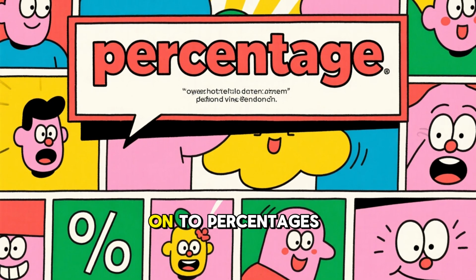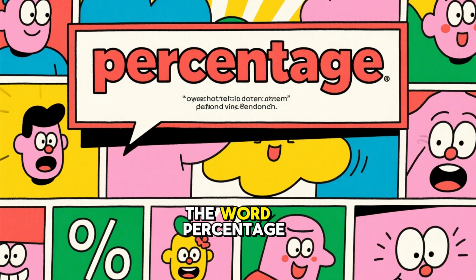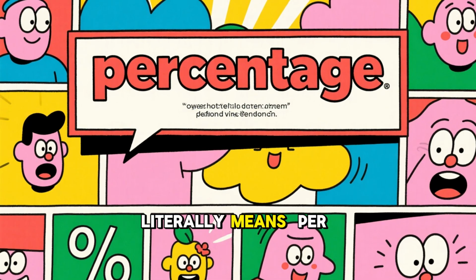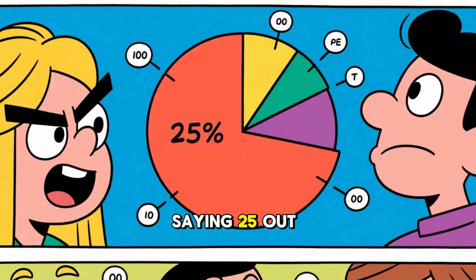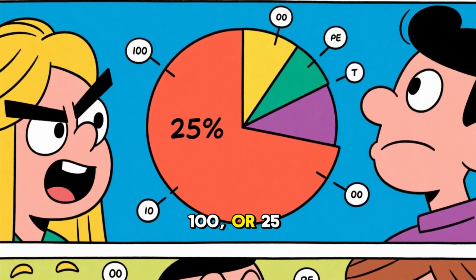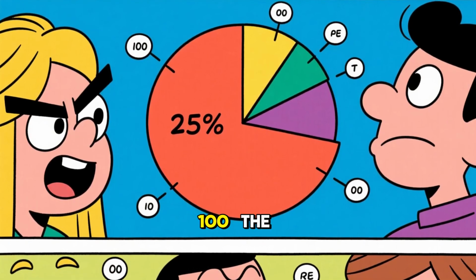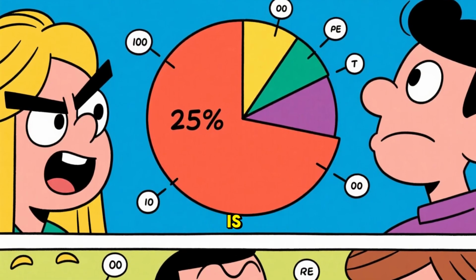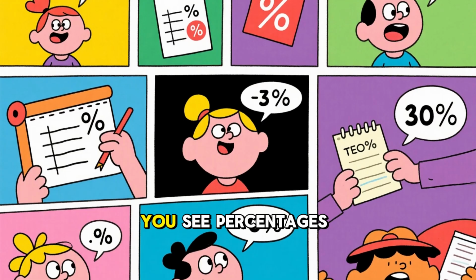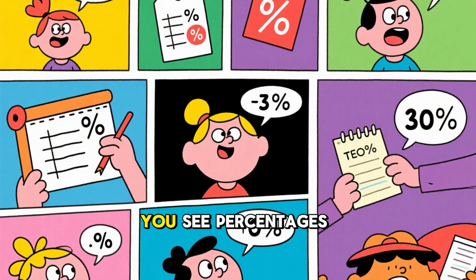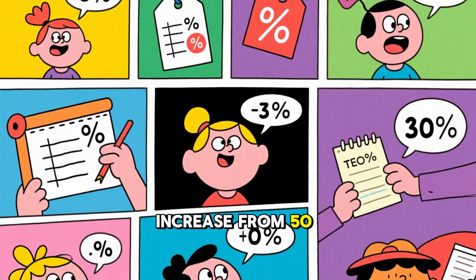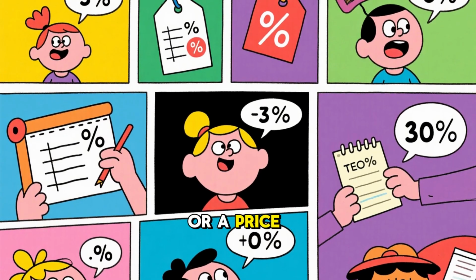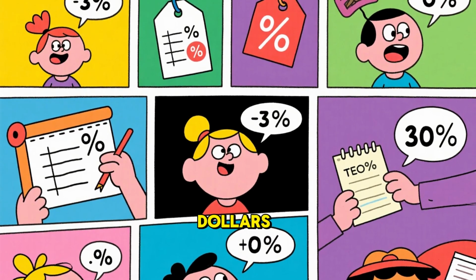Alright, let's move on to percentages. The word percentage literally means per hundred, so 25% is just another way of saying 25 out of 100, or 25 100ths. The little symbol is the percent sign. You see percentages everywhere, from getting 60% on a test to seeing a price increase from $50 to $60, or a price decrease from $80 to $70.